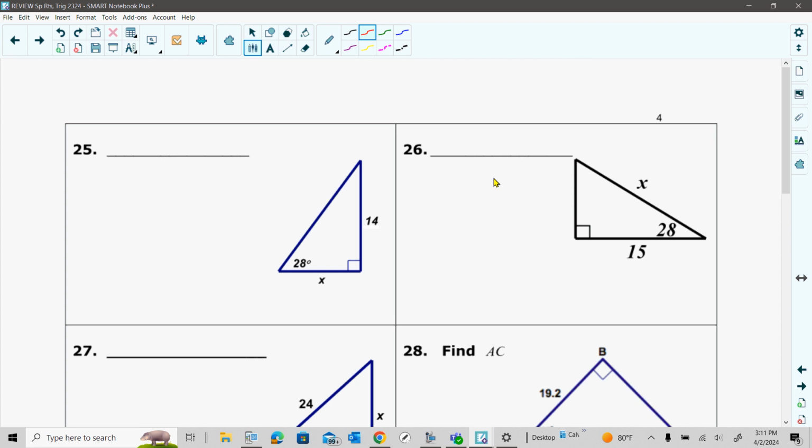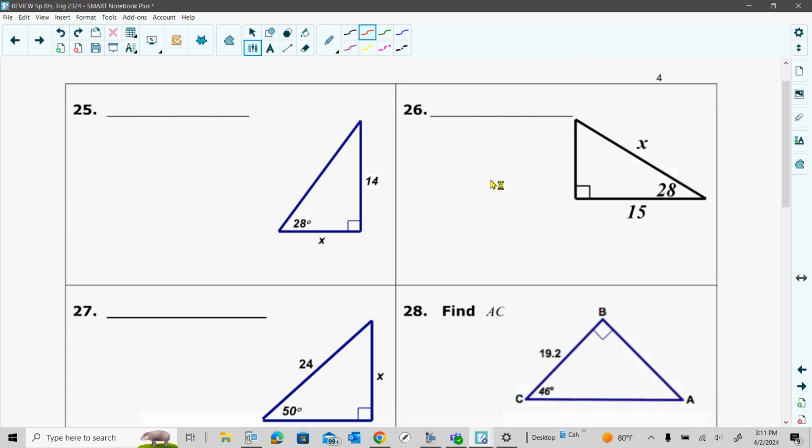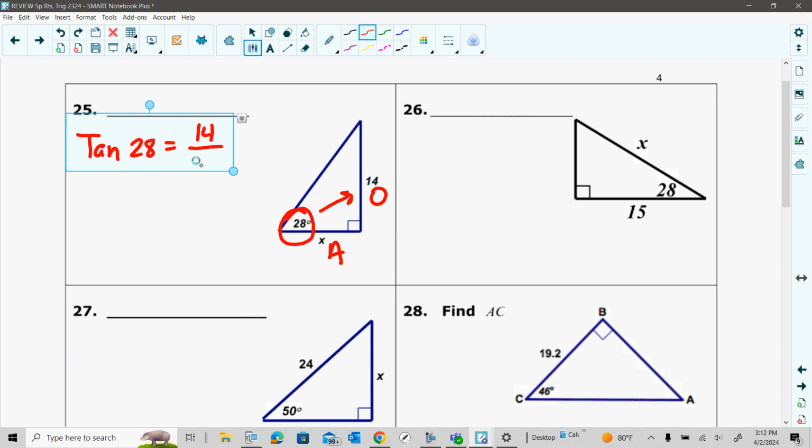So we go from there to now you having to come up with the trig ratio, choosing the correct trig ratio by labeling. So on 25, always start out, circle the angle. 14 would be the opposite side. I'm just going to put an O there. And X is the adjacent side. Since I have an O and A, this is tangent. So tangent of 28 equals opposite over adjacent. X is on the bottom, just like the previous one we just talked about. You switch them and you divide.